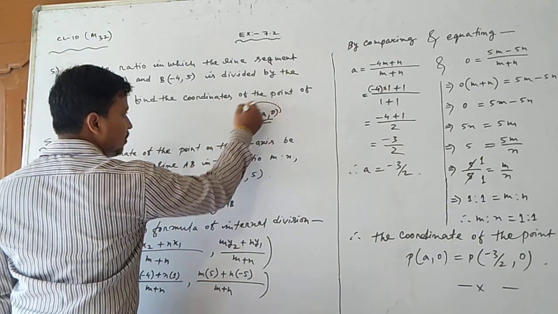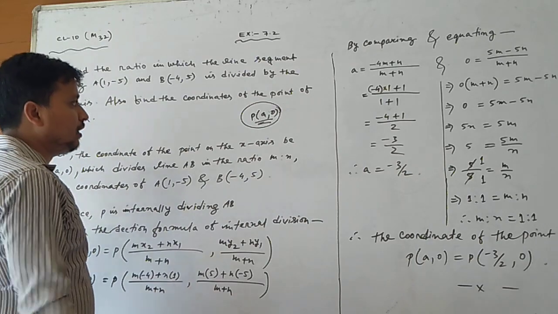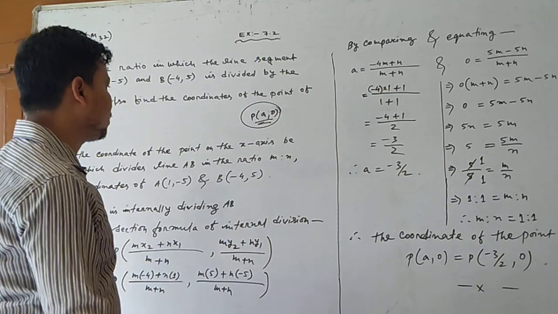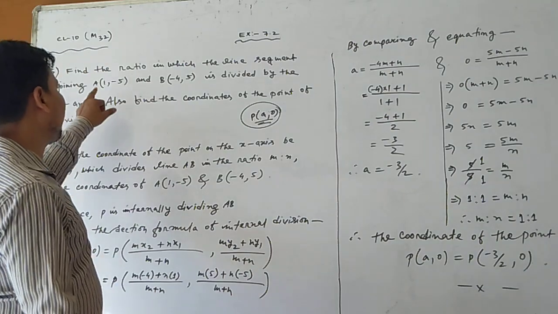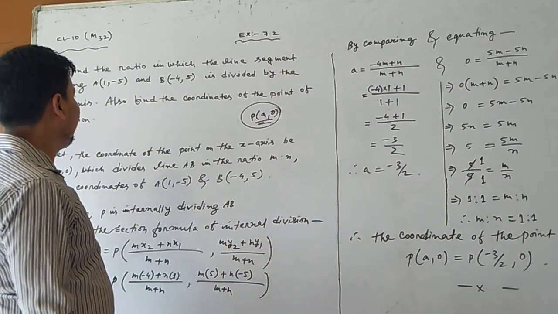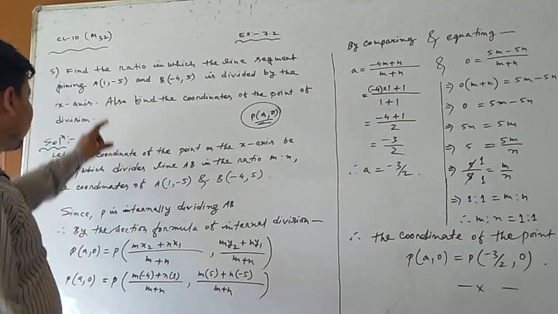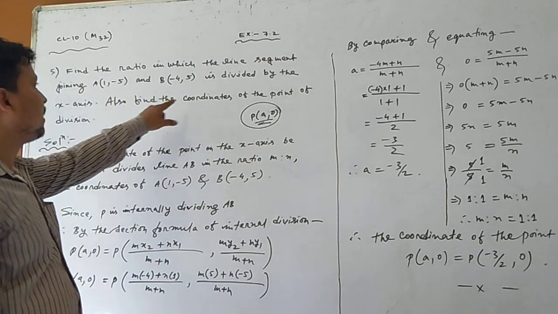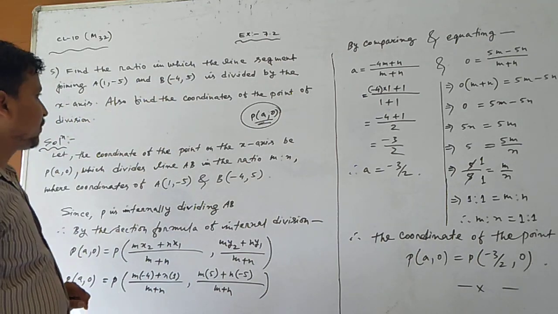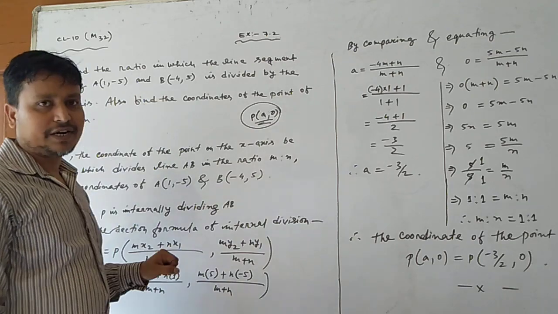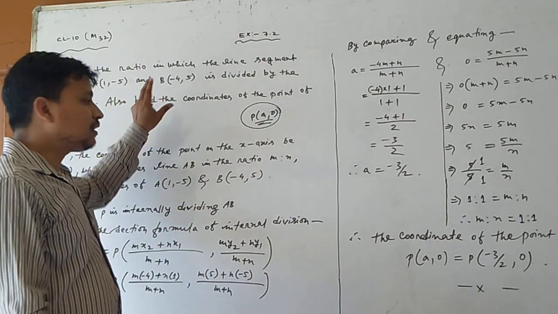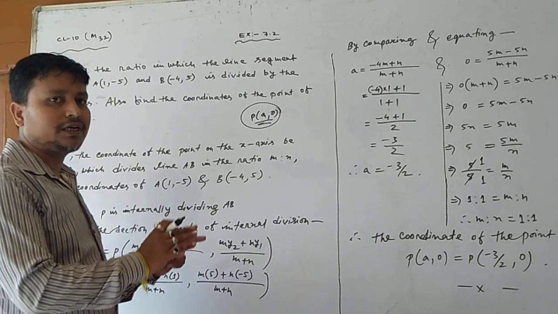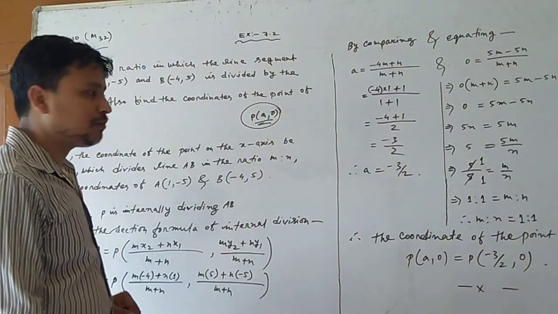So we just have to assume this point P(a, 0), which is on the x-axis, and this point is internally dividing line AB. There is nothing written about whether it is internally or externally dividing. If it is externally dividing, then it is written externally dividing. But if nothing is written, then by default that one is internal division.